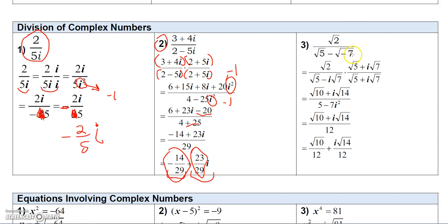Now I decided to go ahead and do one that was in radical form. So just remember, the first thing you should do is simplify your radicals before we do anything.